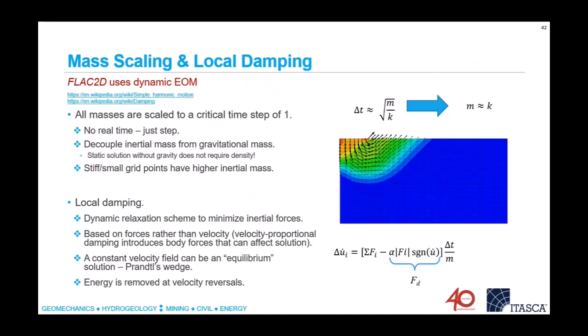So this is another interesting part. Again, we talked about the geometrical logic, the spatial logic behind. Now we need to talk about the time part of the logic. And as I mentioned, FLAC2D and FLAC3D actually solves dynamic equations of motion, even for static problems.